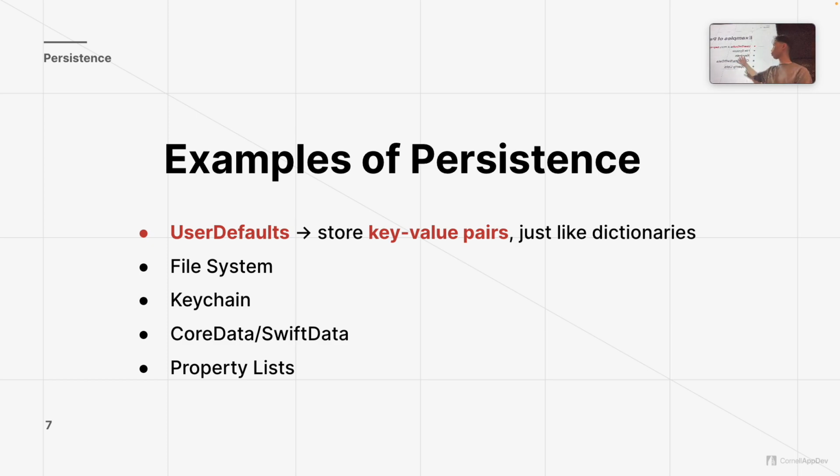But then there are also other ways to show persistence as well. You have file system, keychain, Core Data and SwiftData, and then property lists. If you're interested in iOS development, then these things will be very, very important.